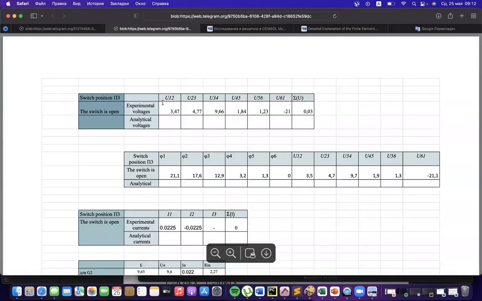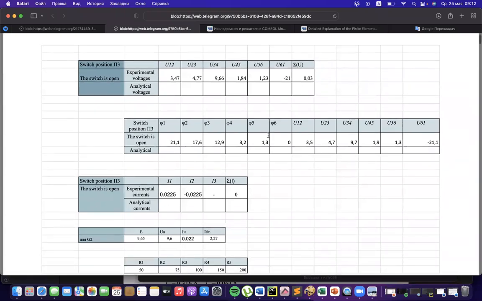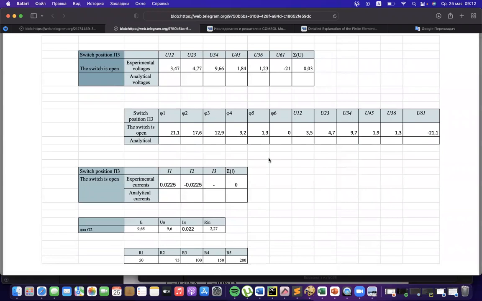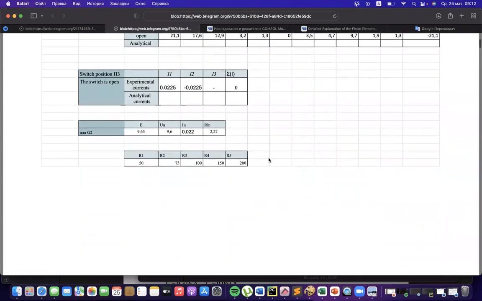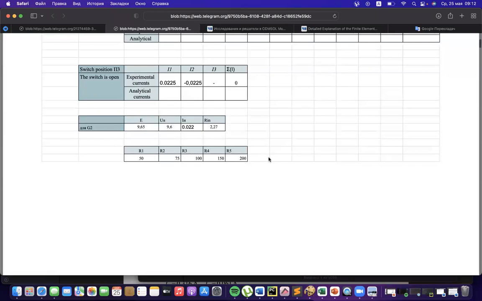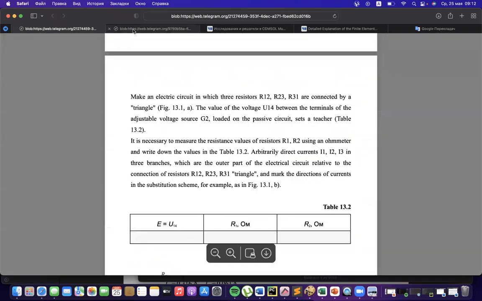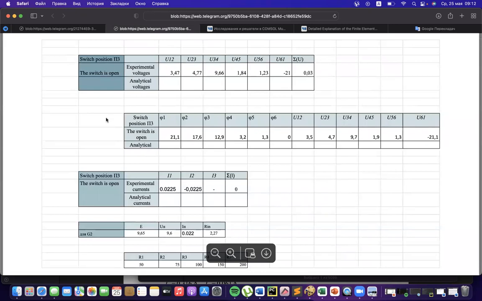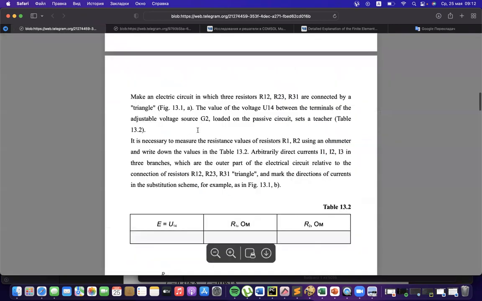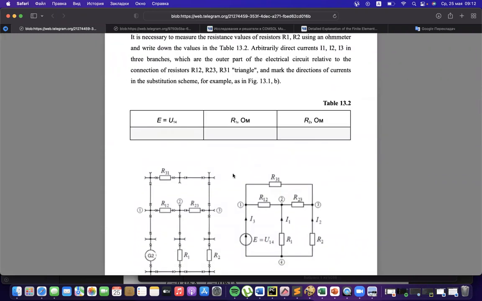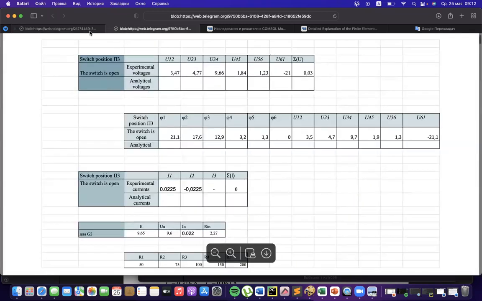Let's see here. Voltages. These 2 files are from different laboratory works, because this file, I think, is from the Kirchhoff law calculation, and this file is about star and delta triangle. Just let me finish about this one, and then we'll discuss what you mean about this file.